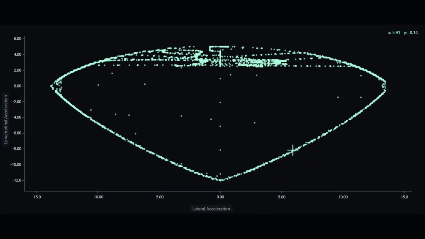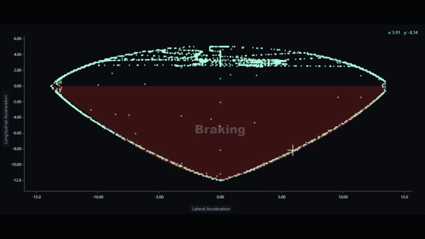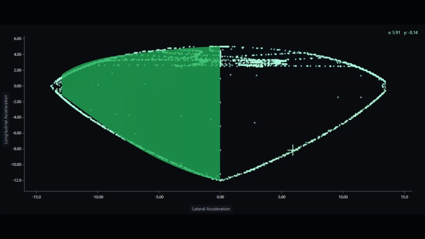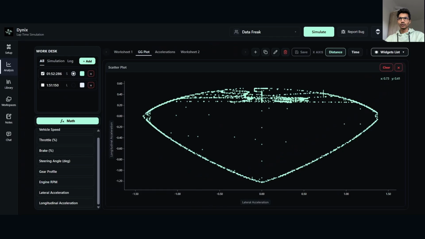If the dot is low on the graph, the car is braking. If it's higher up, the car is accelerating. If it moves left or right, the car is cornering. The important trick here is that we remove time. We are not asking what happened first, but rather what combinations of braking, acceleration, and cornering the car actually used.